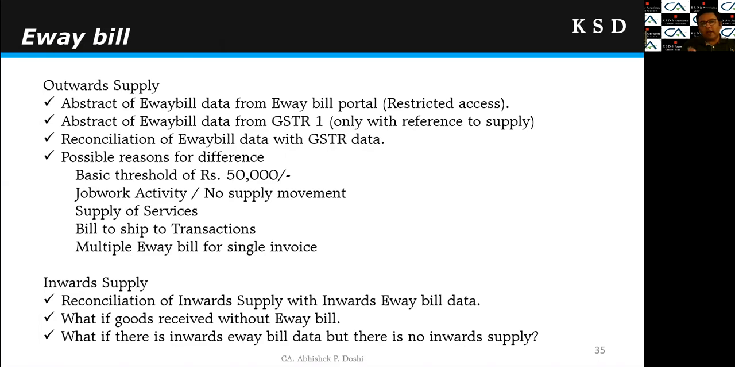So from that tab, I can import the EVA bill data, though this EVA bill data will be only with reference to supply transactions and not other than supply transactions, right? If there is an EVA bill for the repair movement or job work movement, it may not be reflected in B2B supply, but all my sales and supply transactions, EVA bill data will be easily available from the GSTR1, right? So abstracting EVA bill data from GSTR1 would be a good option compared to abstracting EVA bill data from the EVA bill portal.